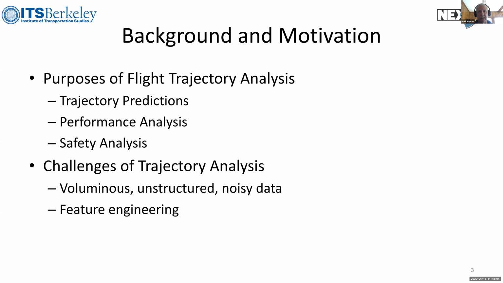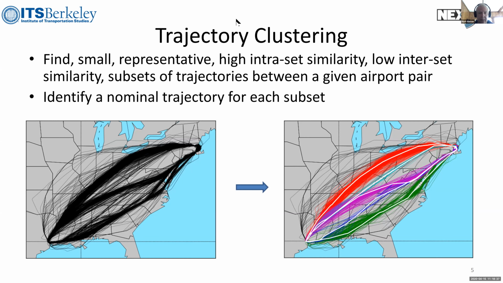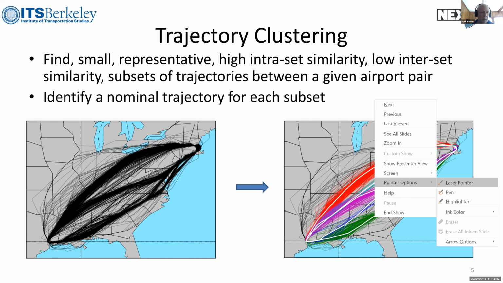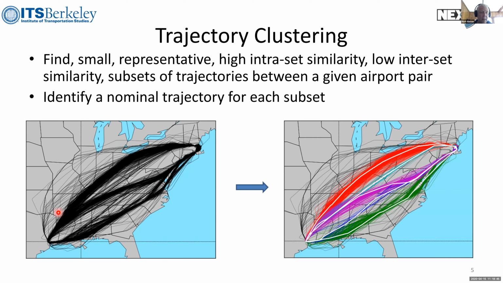So the first thing I want to talk about in a little more technical detail is clustering methods. So what are we trying to do with trajectory clustering? Here's a case in point. These are the black lines on the left. I'll start using my pointer here. These all represent trajectories of flights going from Houston Intercontinental to Boston, or it could be Boston to Houston. I am actually not sure in this particular case.